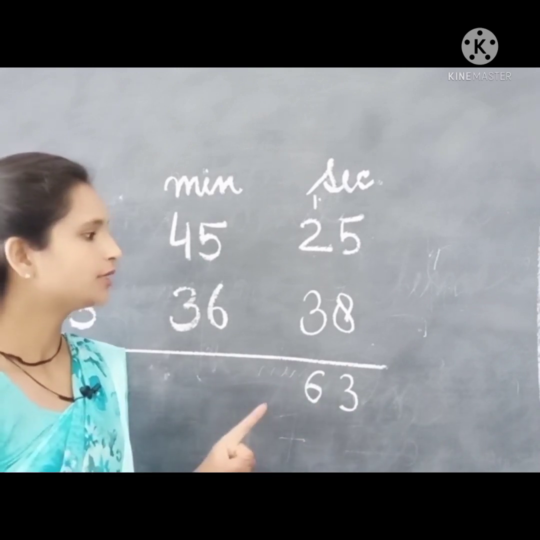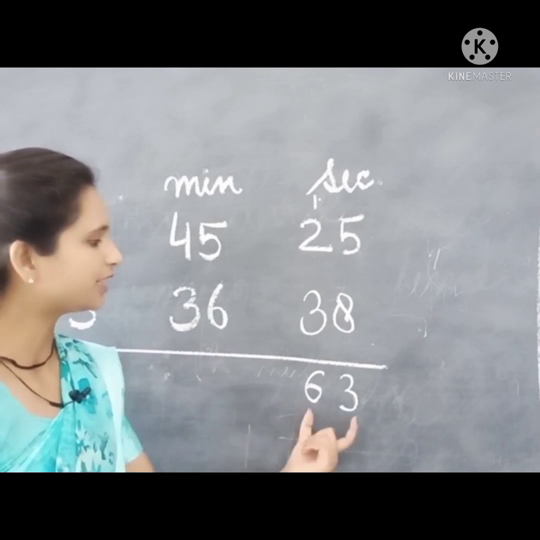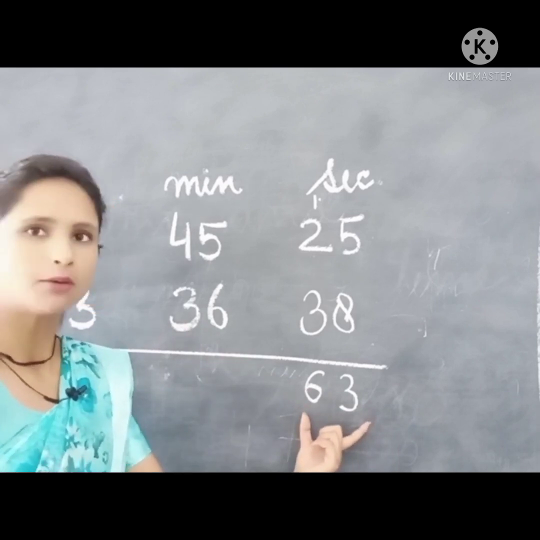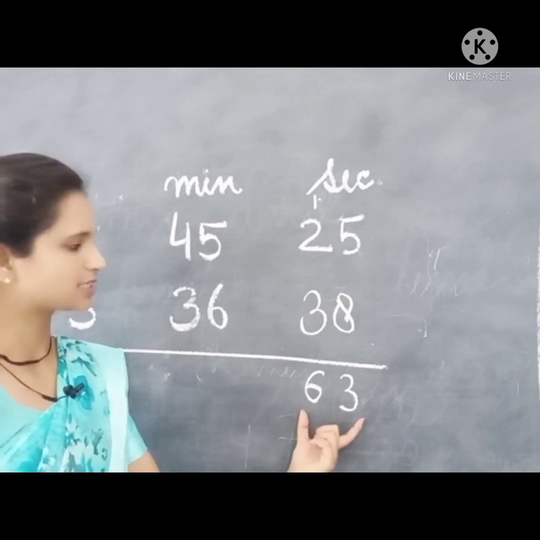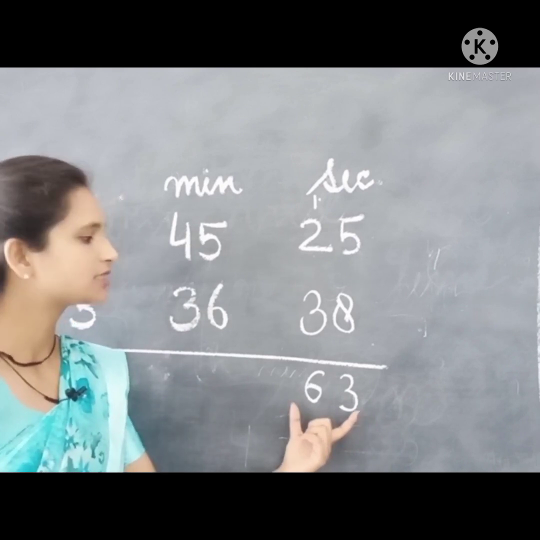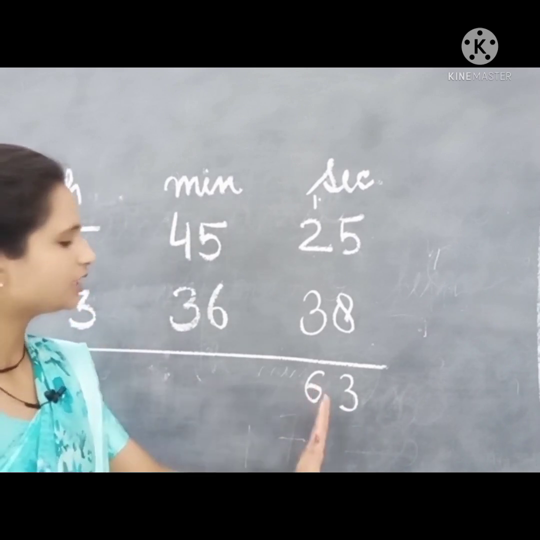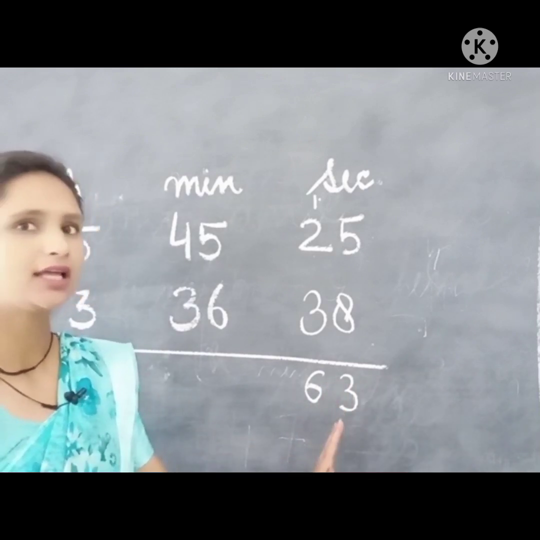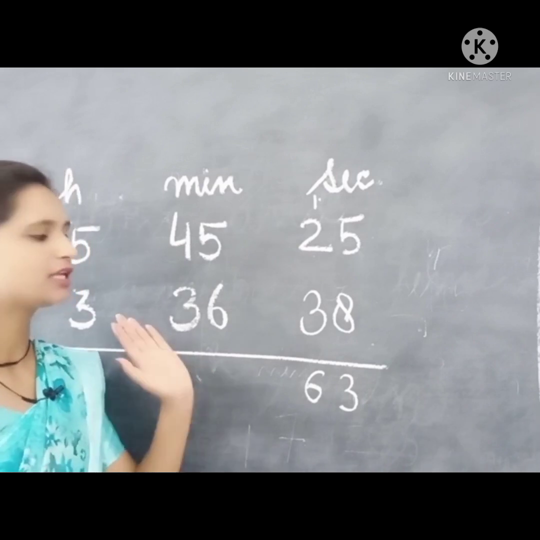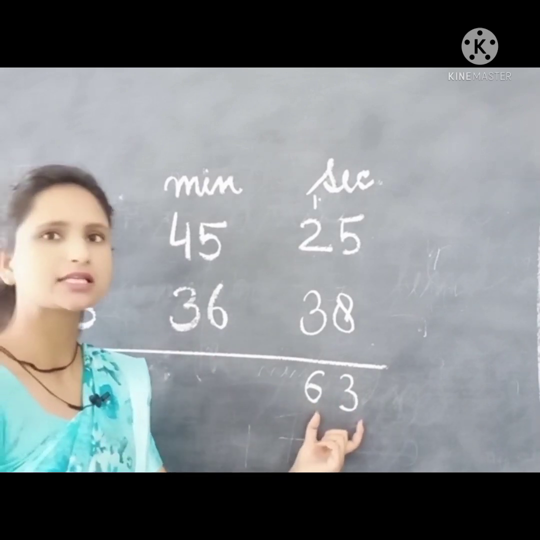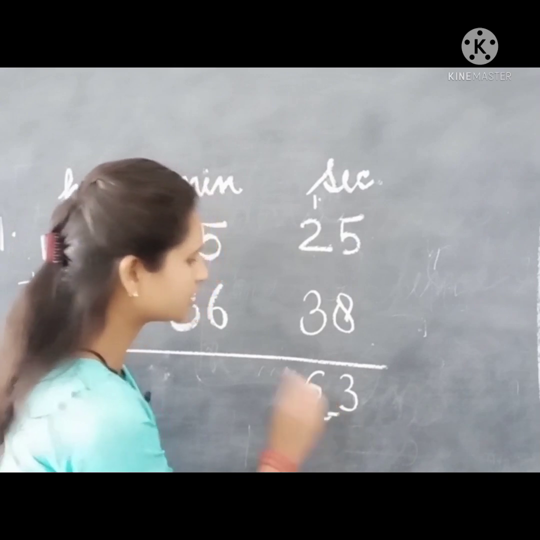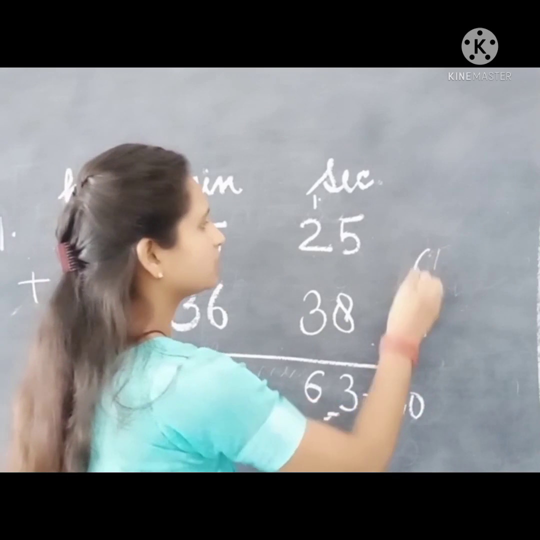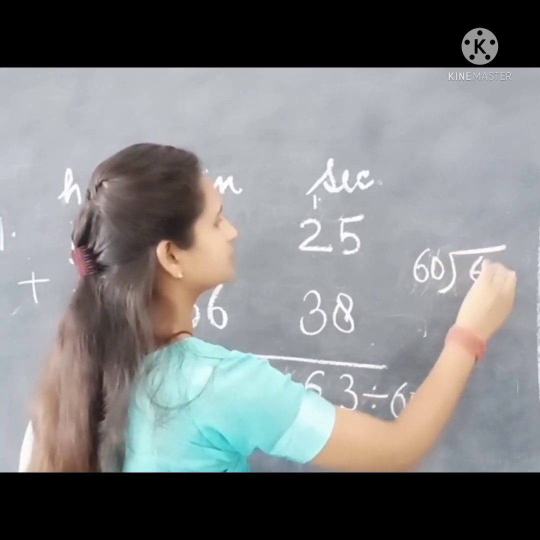I have told you that if our sum is more than 60, then we have to divide it with 60. But if it is less than 60, then there is no need to divide it with 60. But here it is 63, so here we have to divide it with 60 now. So divide it with 60 like this.